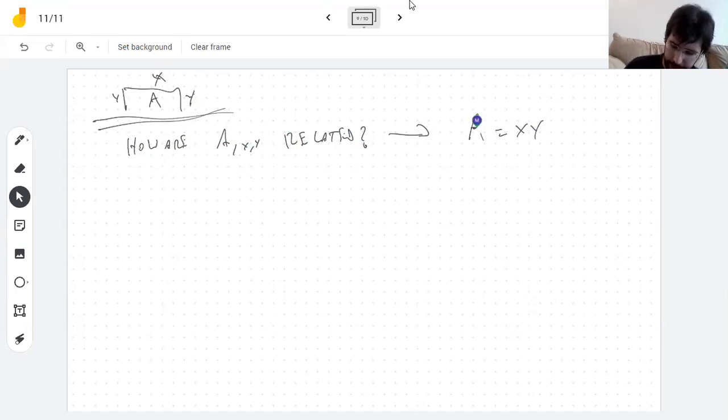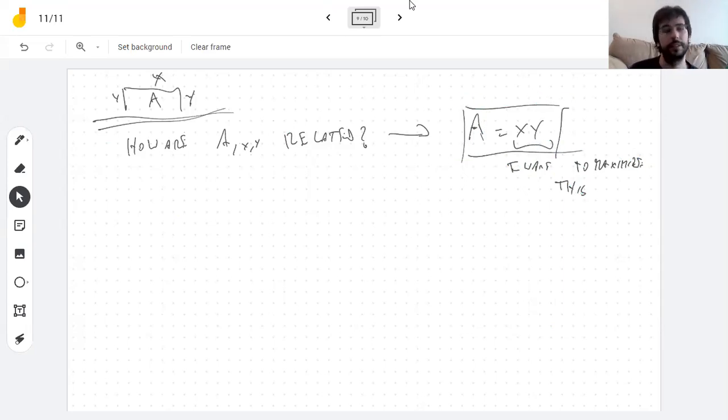The problem is that there's two letters. So when there's too many letters, what you have to do is find a relation between the letters so that you can substitute one for the other. You could do implicit differentiation as well, but it's kind of annoying to do that. So how are x and y related?